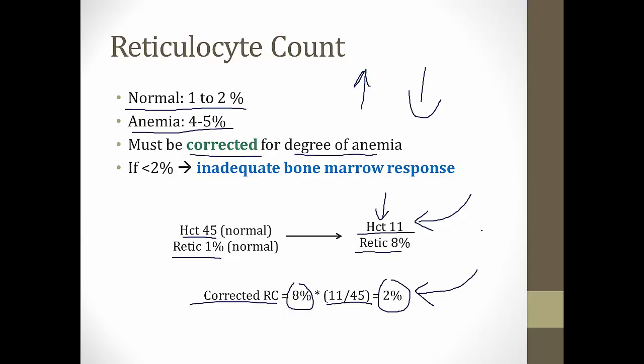So even though the reticulocyte count increased to 8%, that was not sufficient, and the bone marrow is not responding appropriately. In other words, for a hematocrit of 11, you should have a very, very high reticulocyte count, and a reticulocyte count of 8% is not really that high. And I've summarized this right here. If the corrected reticulocyte count is less than 2%, this suggests inadequate bone marrow response to the degree of anemia.